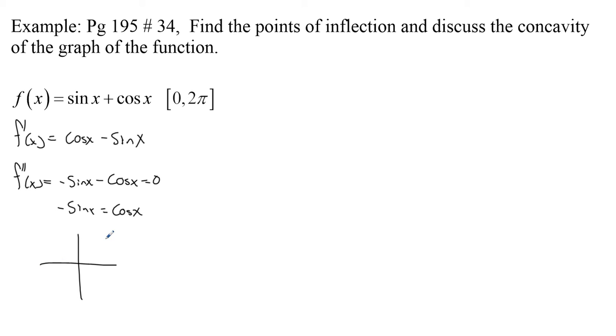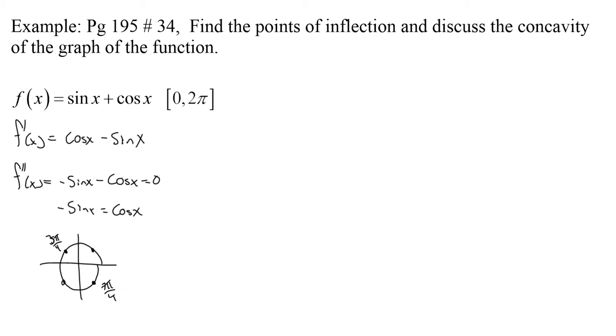Well, on my unit circle, there's only 4 places where the magnitude of the sine and the cosine, the x and the y, are equal. And that's at pi over 4, 3 pi over 4, 5 pi over 4, and 7 pi over 4. But there's only 2 places where they are opposite of each other, and that is going to be at 3 pi over 4, sorry, and 7 pi over 4.